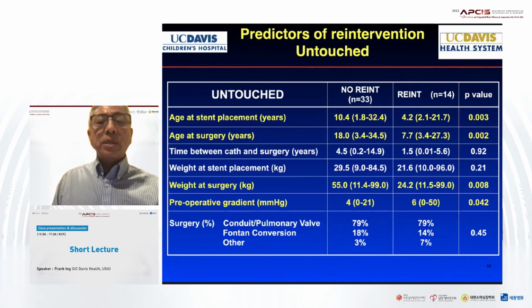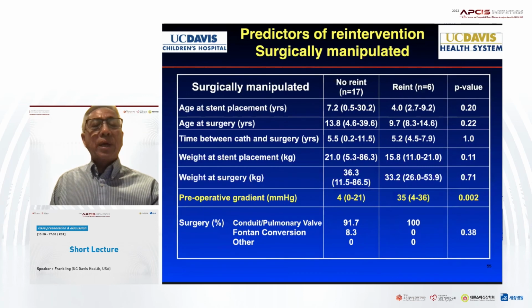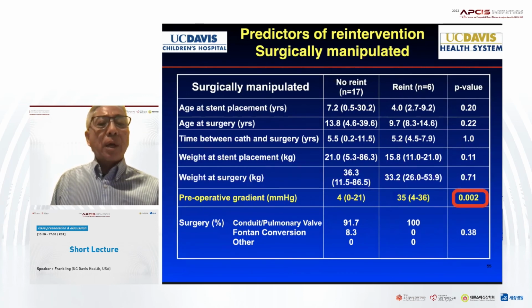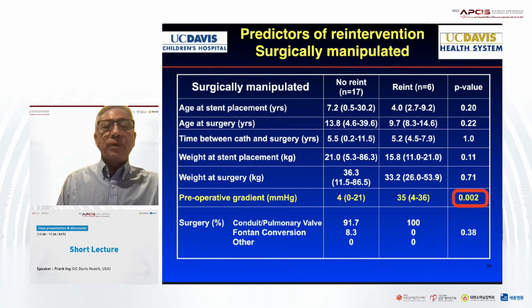So basically, it showed that the age of the stent and the age at surgery actually impacted the timing for reintervention. However, if you look at the different types of surgical manipulation, the most important thing that determined the need for further intervention was the earlier significant gradient.